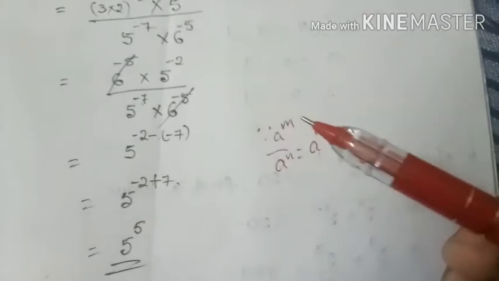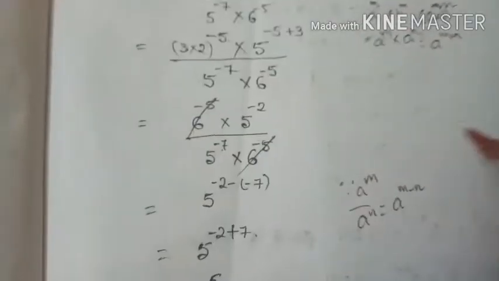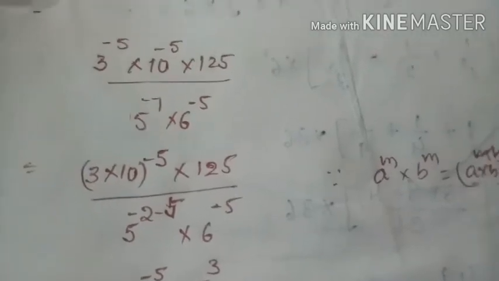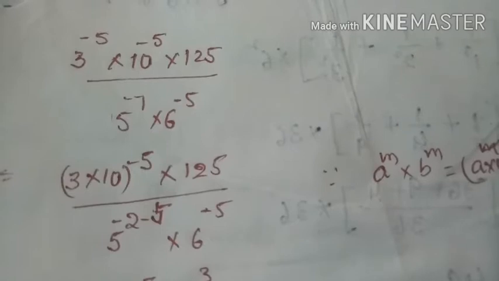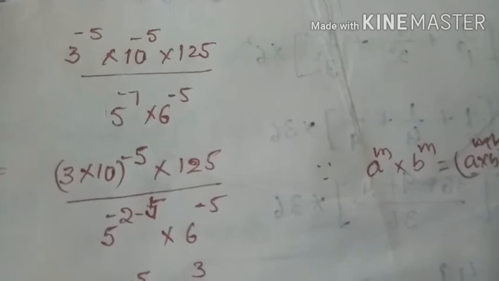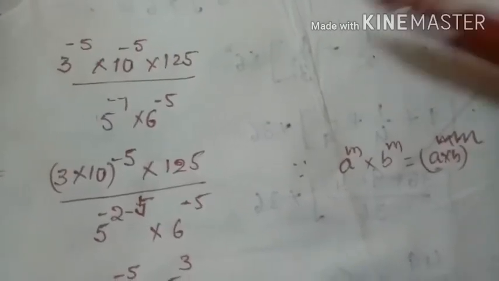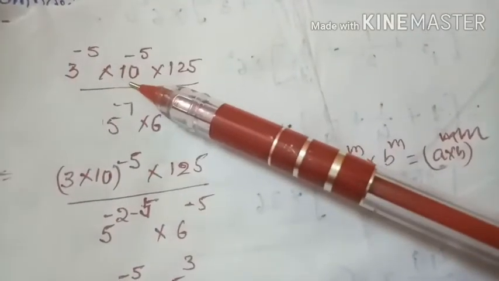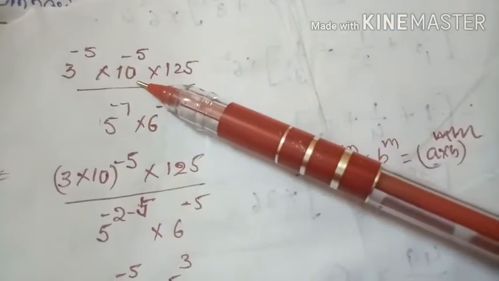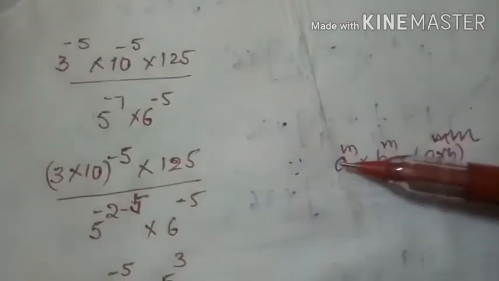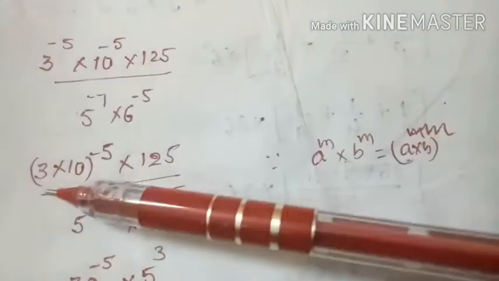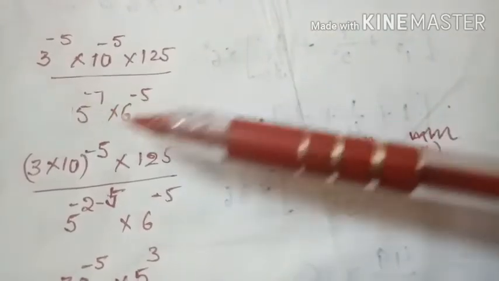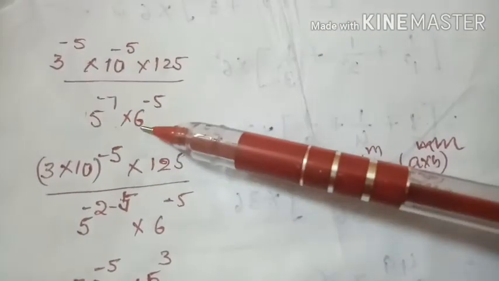One another way, I have to solve this one. Listen. See here, 3 power of minus 5 into 10 power of minus 5 into 125 by 5 power of minus 7 into 6 power of minus 5. That means here powers are equal, bases are not equal. We know that we should multiply the bases. So a power of m into b power of m is equal to (ab) whole to the power of m. That means (3 into 10) whole to the power of minus 5 into 125 by, here just observe, here we have the 5 into 6.